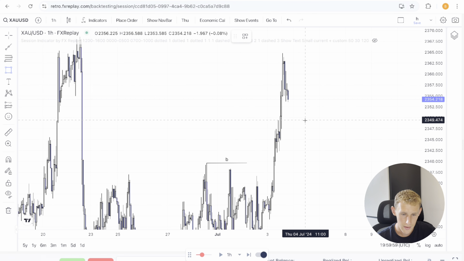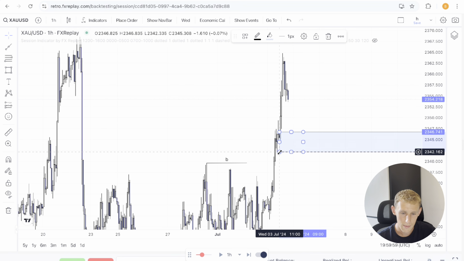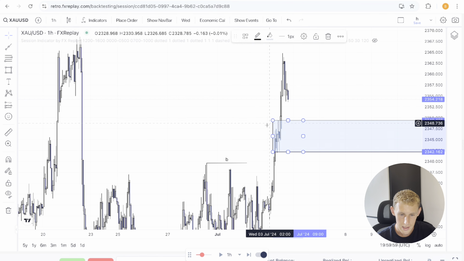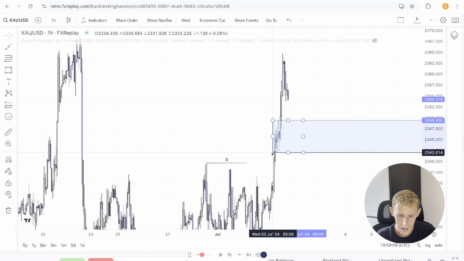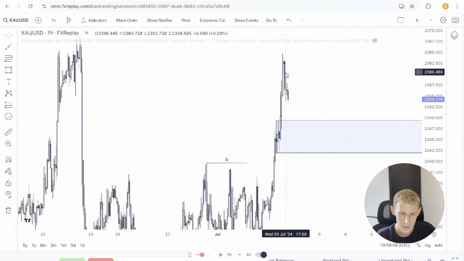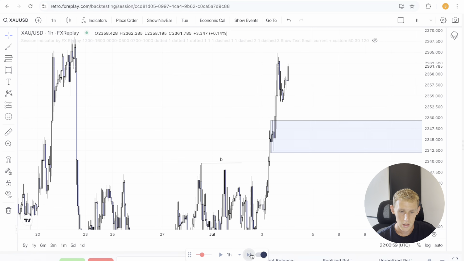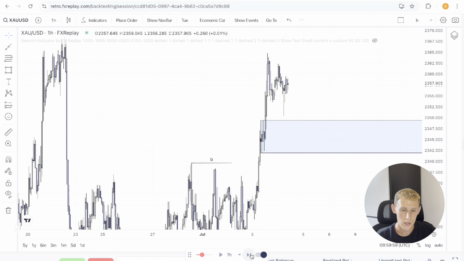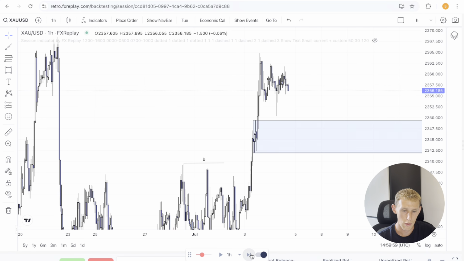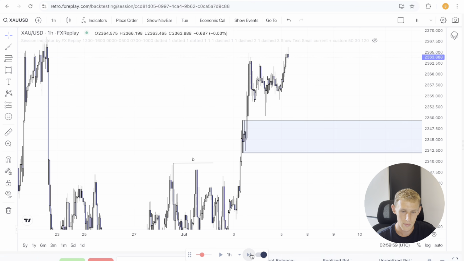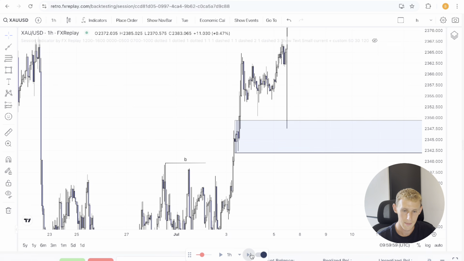Okay, so next point of interest. You could refine it to this demand, but I would personally take this whole area. This whole area here is the consolidation that price broke out of. That's also one thing I don't like to do, is over refine supply and demand areas. I find that you miss a lot of trades if you do that.